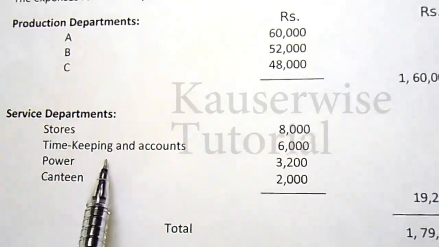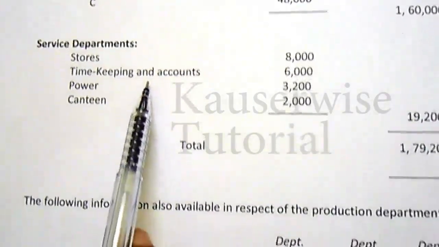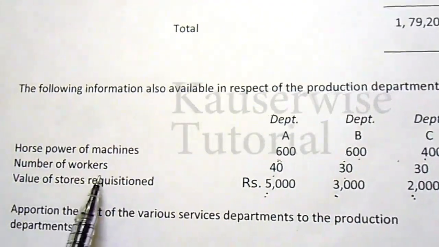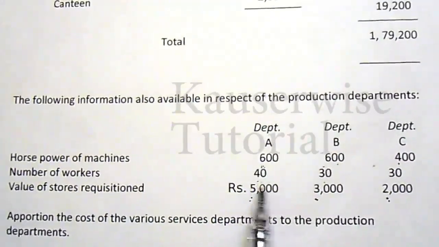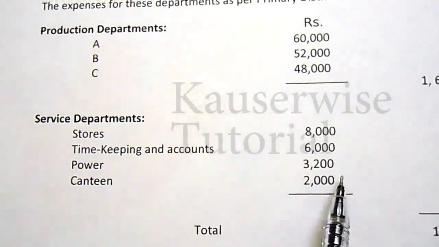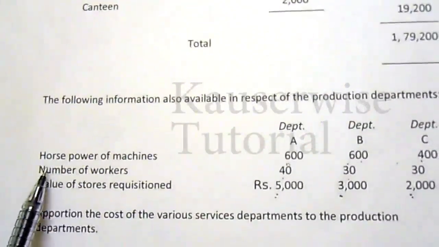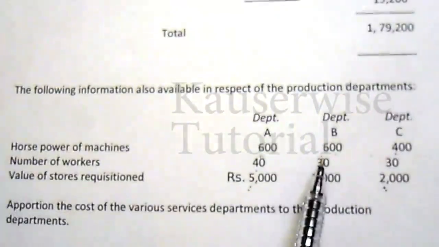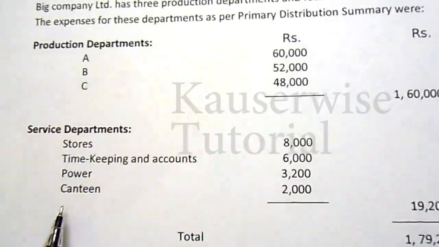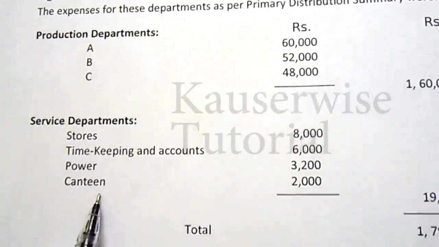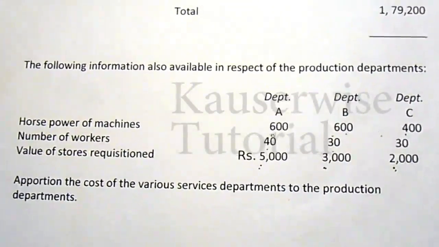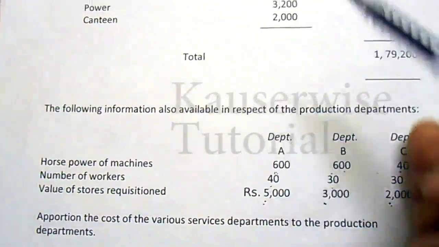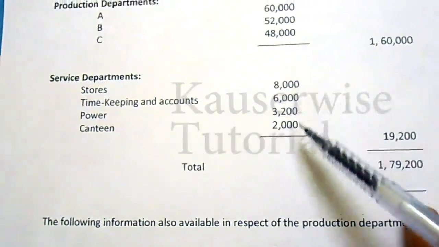Then the second one, timekeeping and accounts. This will be apportioned based on the number of workers: for A, 40, for B, 30, for C, 30. So 4 is to 3 is to 3. The next one, power, 3,200. This will be apportioned based on horsepower of machine, 6 is to 6 is to 4. And the last one, canteen. This will be apportioned based on the number of workers, 4 is to 3 is to 3. So you have to select an appropriate basis for each and every item given in the service departments.